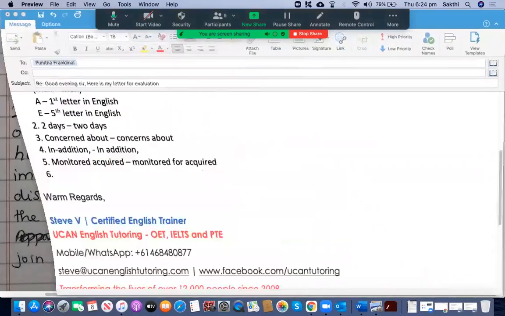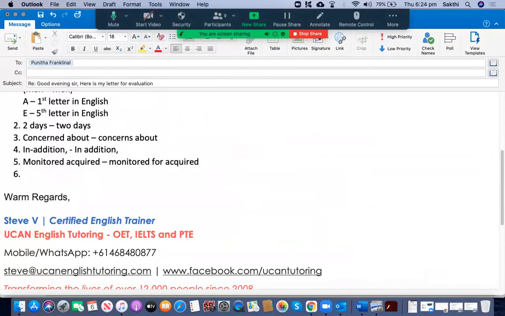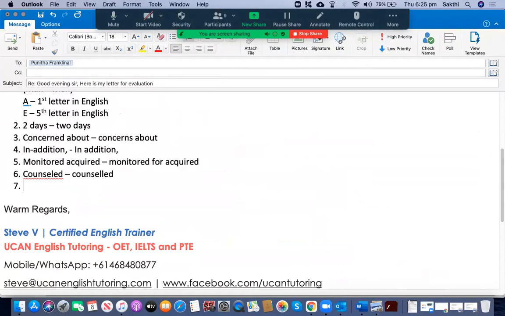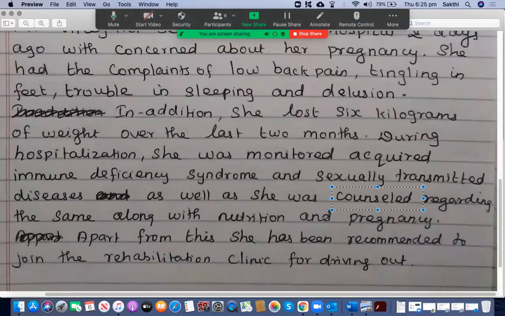I will tell you what kind of spelling mistake you have made. You should have used two Ls. So "counseled" is wrong. See this one, can you see that? Double L. Counseled. All right, let's go to the next one. Counseled regarding the same along with the nutrition and pregnancy.